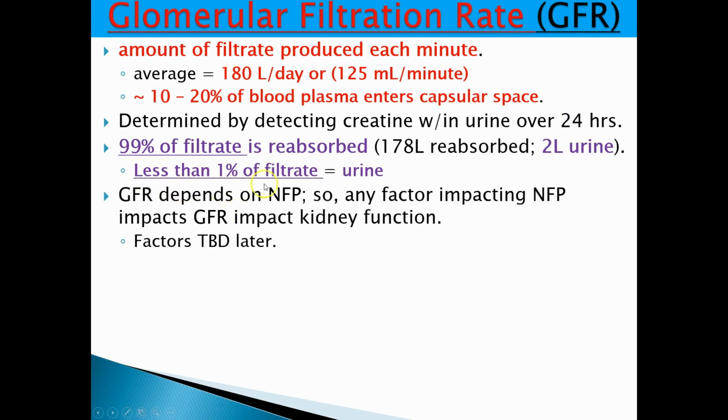All right, so notice less than 1% of the filtrate actually becomes urine. That's the main point. So you should know 180 liters a day become filtrate. Out of those 180 liters, 2 of them actually make it to urine, while the other 178 get reabsorbed, which is going to happen along the nephron. So we're going to be getting to the reabsorption process later. We'll be talking about that in just a bit. Pay attention. Again, 180 liters a day, 178 liters reabsorbed, or 99% of the filtrate gets reabsorbed and only 1% forms urine.